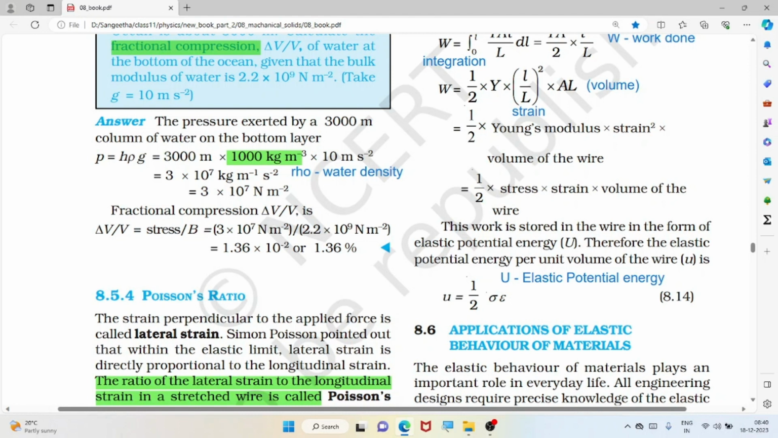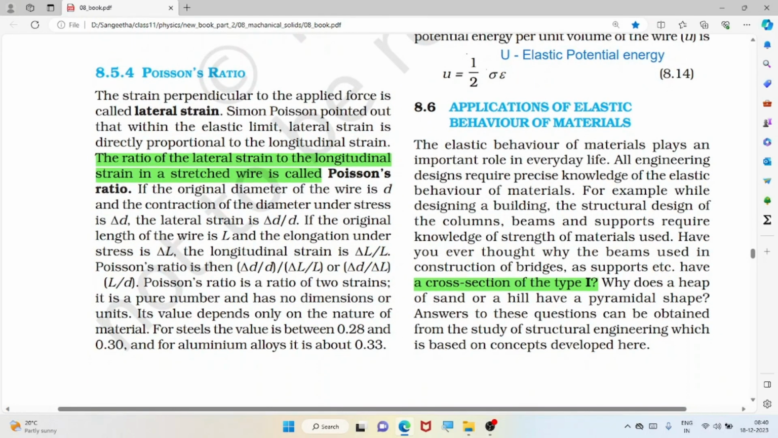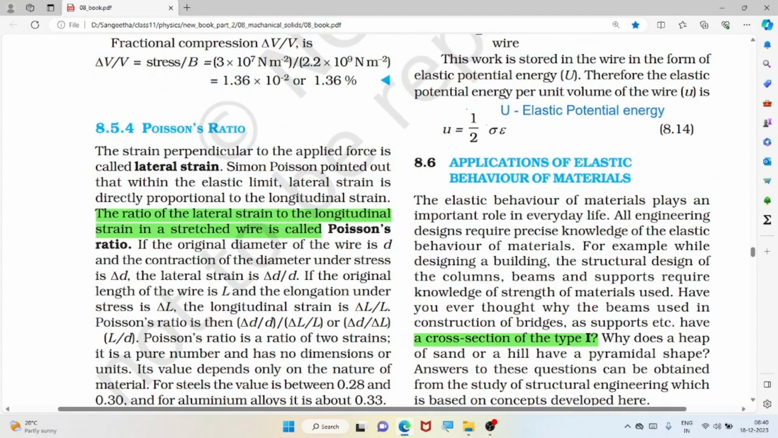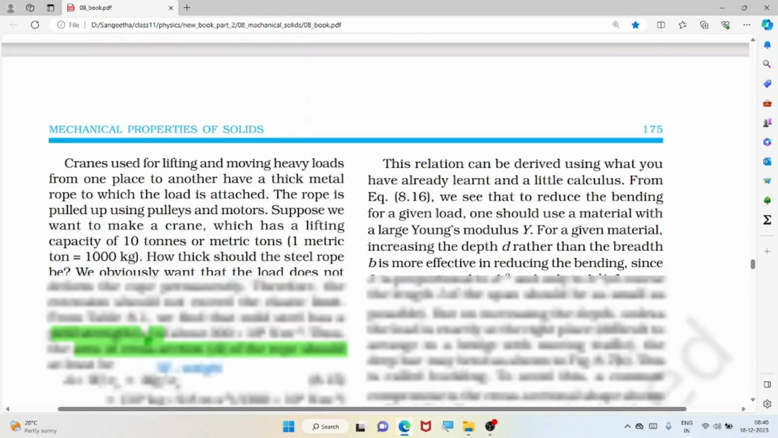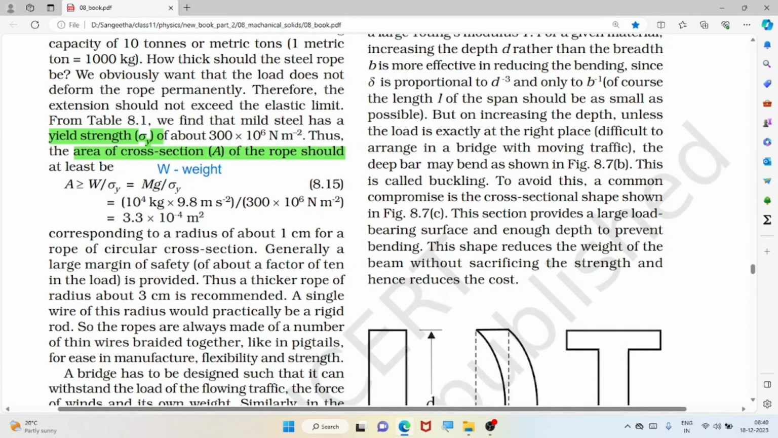This is the Young's modulus. This is stress and strain. So how much should the area of cross section of the rope be for this?